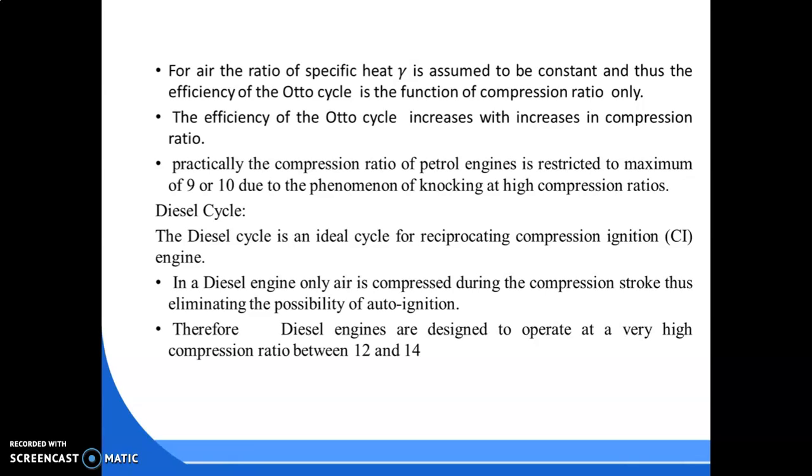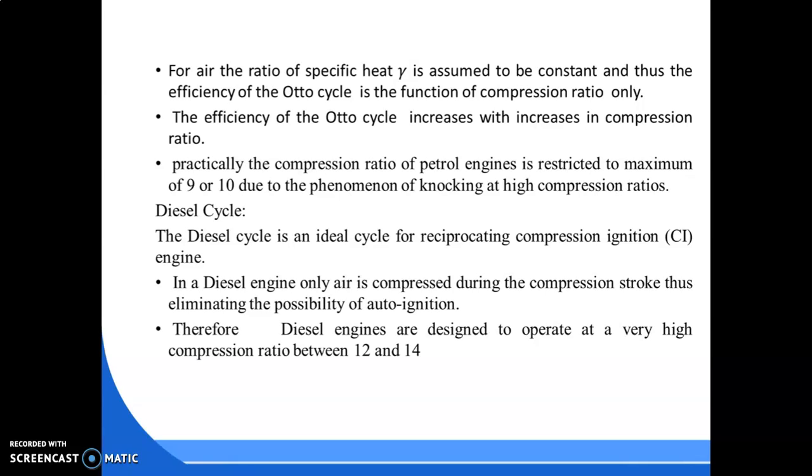Then we will discuss the diesel cycle. The diesel cycle is an ideal cycle for reciprocating compression engines, that means the CI engine. The thermodynamic cycle for the compression ignition engine is the diesel cycle or diesel engine. In the diesel engine, only air is compressed during the compression stroke, thus eliminating the possibility of auto ignition. If we are compressing only air, there should not be chances of auto ignition because no fuel is added here.